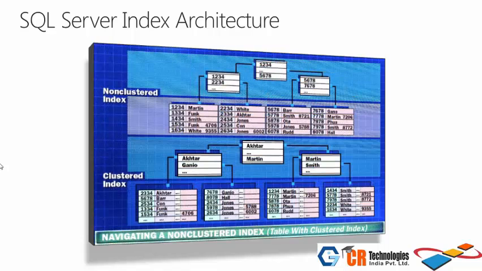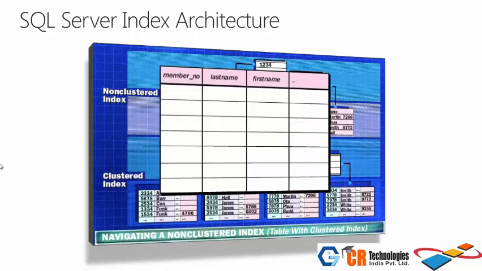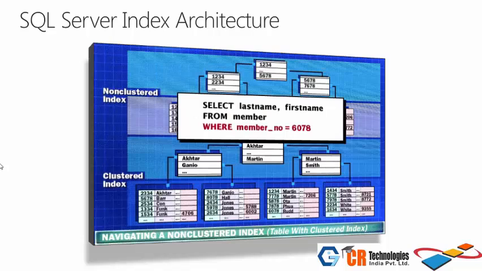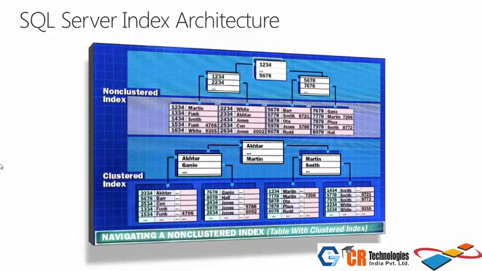Now let's take a look at how SQL Server navigates a non-clustered index using a clustering key. In this example, a non-clustered index has been created on the member number column. The table has a clustered index defined on the last name column. The query is searching for member numbers that are equal to 6078. SQL Server starts at the root level of the non-clustered index. It evaluates whether 6078 is greater than or equal to the key value 1234. The comparison is true, and SQL Server moves to the next key value.